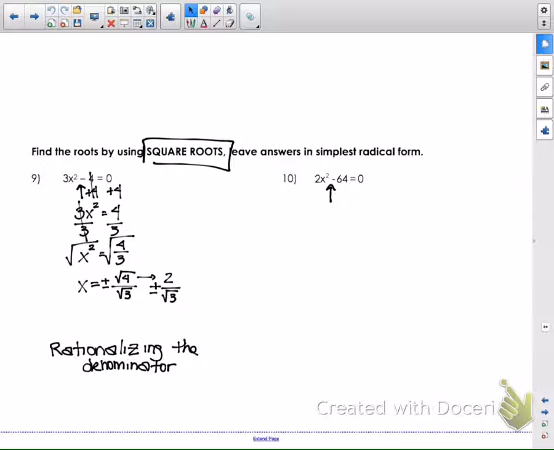So the nice thing about fixing it is that it's not difficult to fix. I'm trying to get rid of this root 3 in the bottom, right? That means I multiply by the square root of 3 on both the top and the bottom. I'm allowed to do that as long as I do the same thing to the top and the bottom.